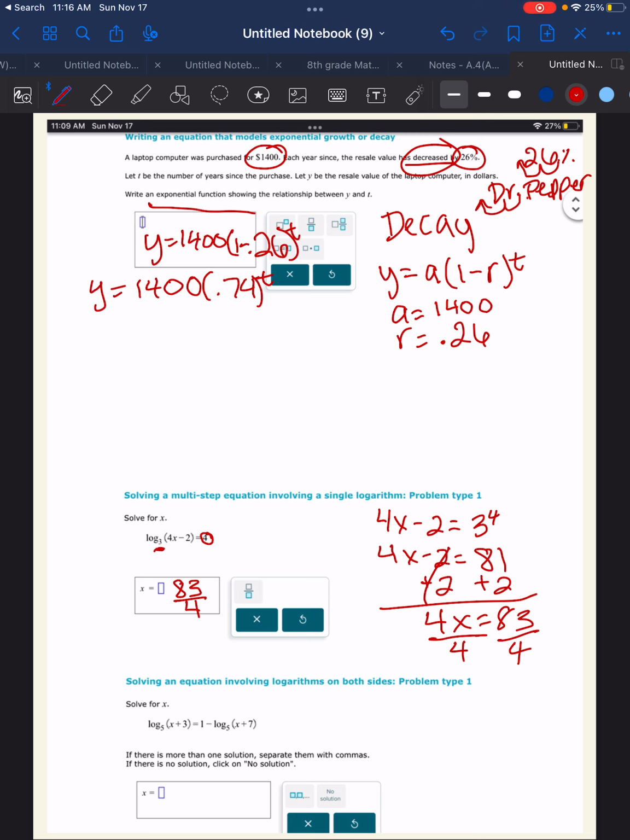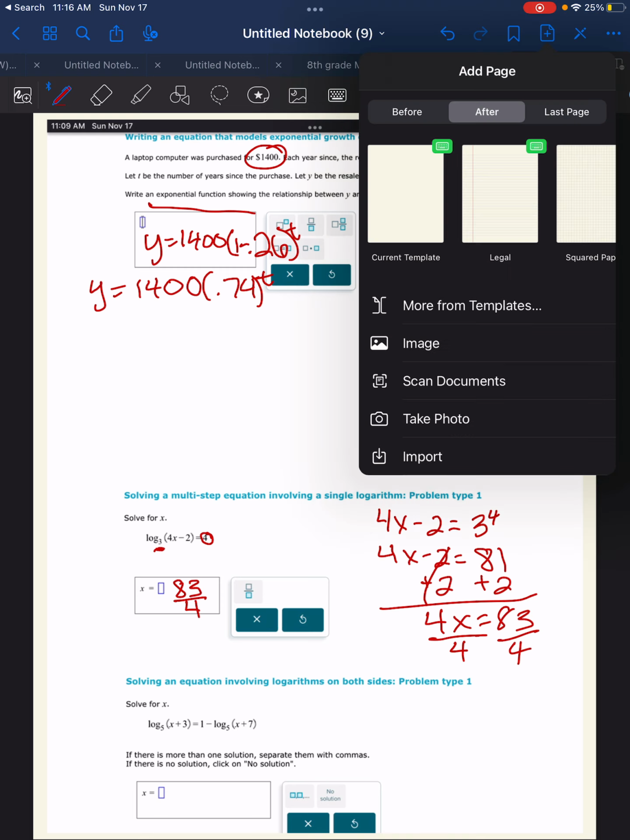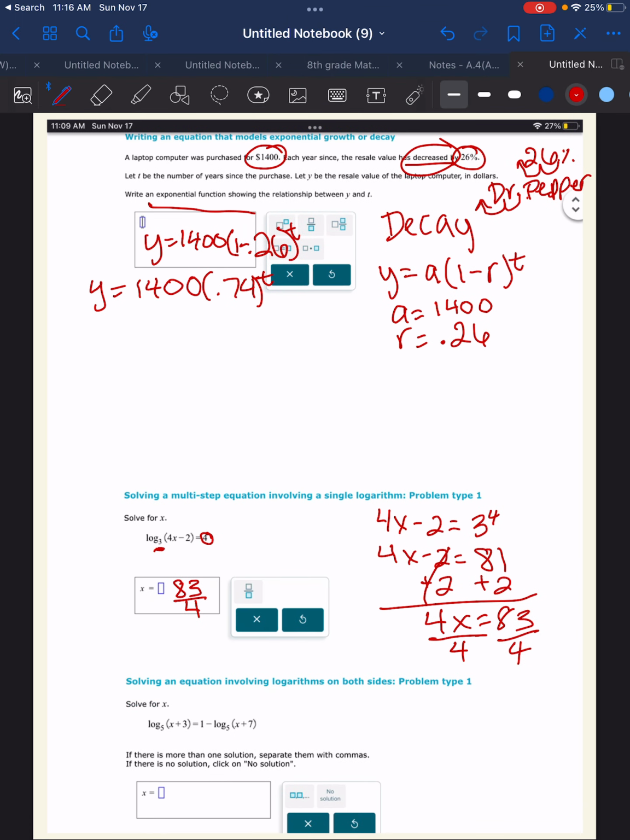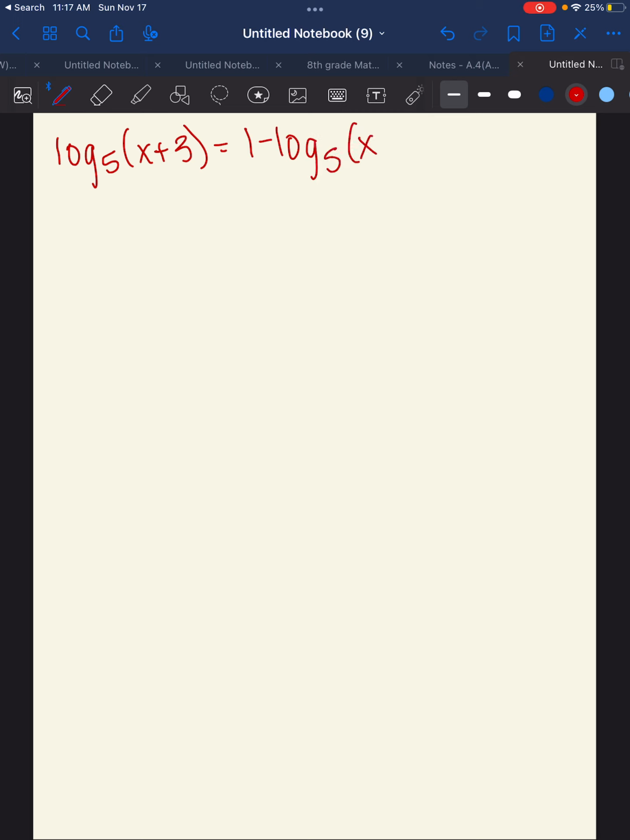Number 3 is pretty heavy, so I'm going to add another sheet here somewhere and look at number 3 on this next page. All right, so they give us log base 5 of x plus 3 equals 1 minus log base 5 of x plus 7. They said solve for x, so they want us to get x by itself.